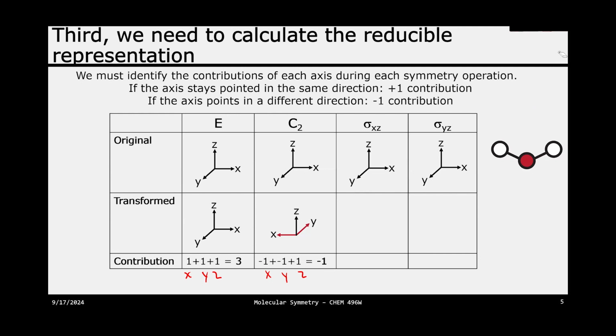All right. Now for our reflection on X and Z, is anything moving? No. Our X and Z stay the same, and our Y gets flipped. So our Y is now pointing in the opposite direction, meaning our X and Z contribute +1, our Y contributes -1. And for this reflection plane, we get a +1 contribution.